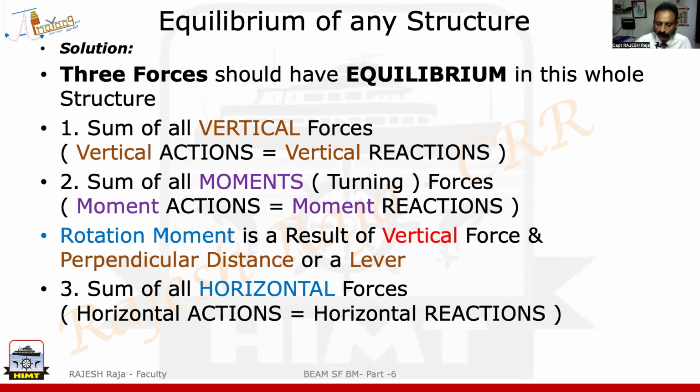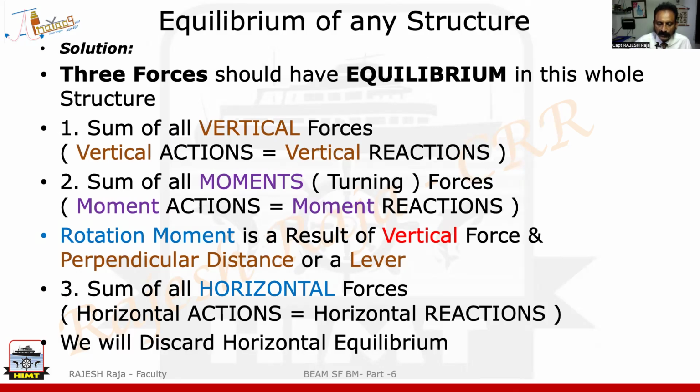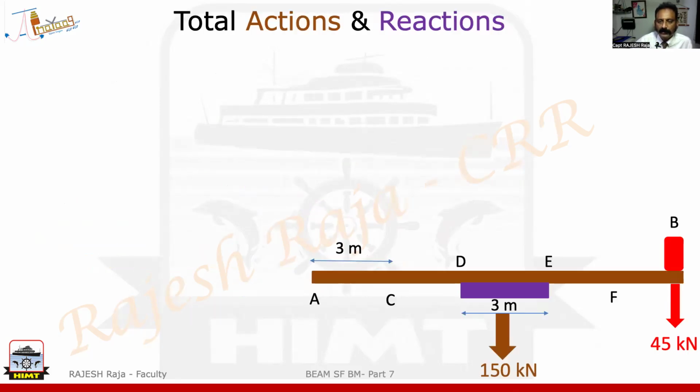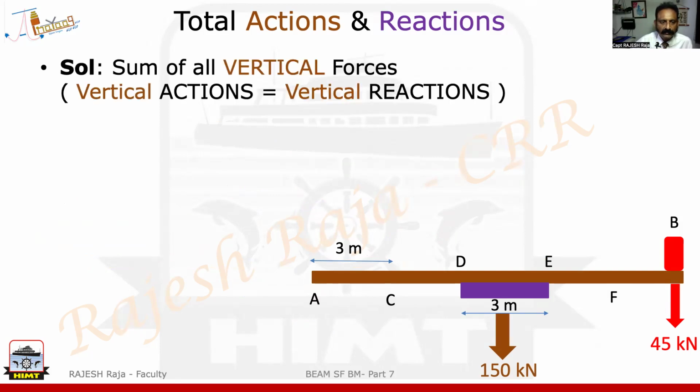Then there's a last one called horizontal forces also. But I'm going to discard this because this particular beam does not generate any horizontal forces. So we will discard this. We're going to look only at 1 and 2. That is what is needed for SF and BM. Okay, let us look at action reaction calculations.